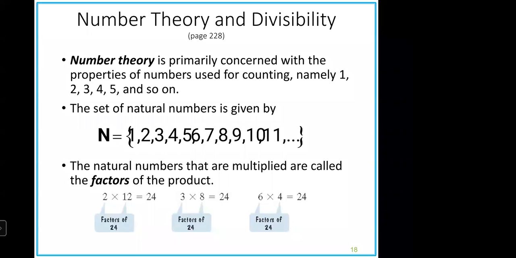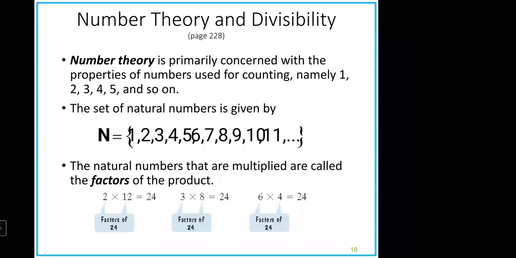Okay, so you have 2 times 12 is equal to 24. So 24 is the product, and the numbers 2 and 12 are factors. Of course, there are other numbers you could multiply to get 24: 6 times 4, 3 times 8. Oh, they have them here. Okay, yeah, all right. So they have 3 times 8 is 24, 6 times 4 is 24.